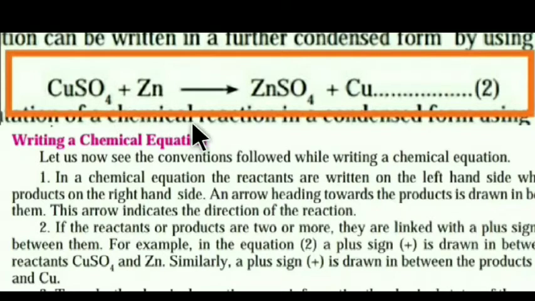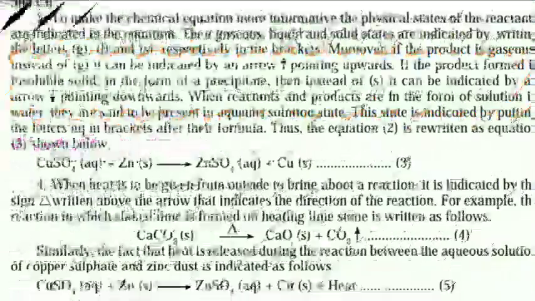For example, in this equation number 2, we can see that the reactants, CuSO4 and Zn, are linked with this plus sign, while the products, ZnSO4 plus Cu, are also linked with this plus sign. If there are more than 2, 3, 4 products or reactants, then they are also linked with the plus sign.